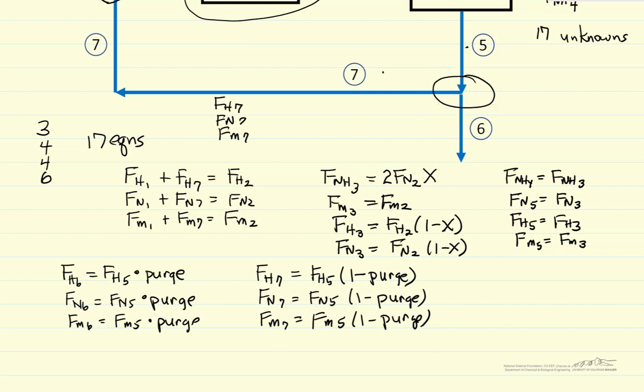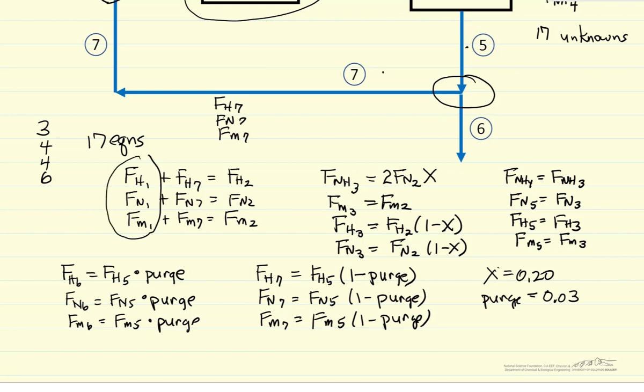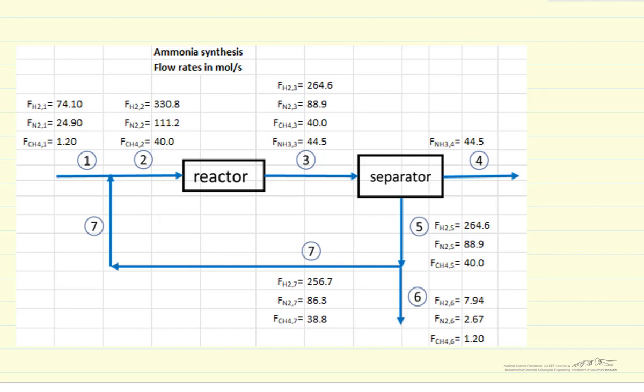17 equations, 17 unknowns. I'm going to solve this in a spreadsheet using Excel solver, and these are linear equations, so it works quite well. We know x is given, so in that equation x is 0.20, and purge is also given in the problem statement, as well as the values of these three flow rates. And so let's look at the solution from Excel. A separate screencast shows how to use this spreadsheet and shows how we got these results using solver.